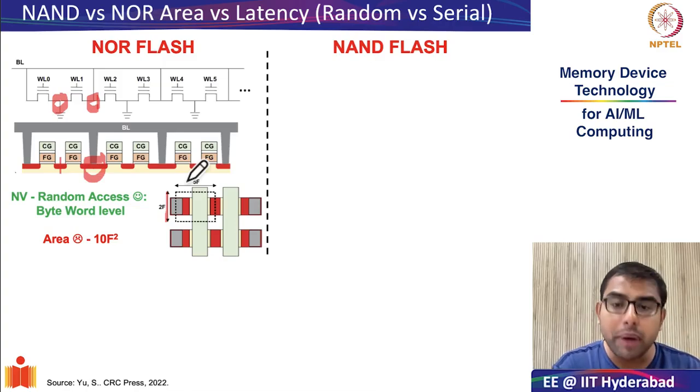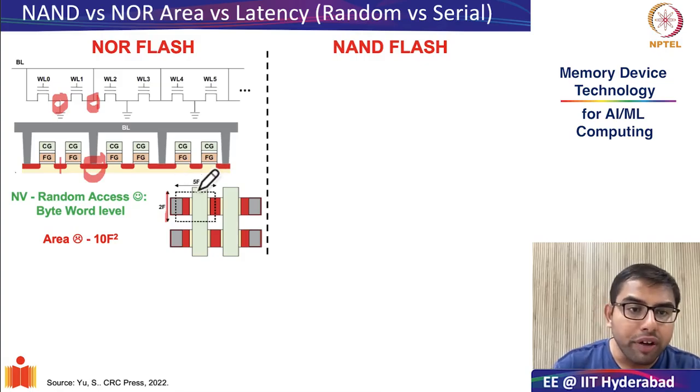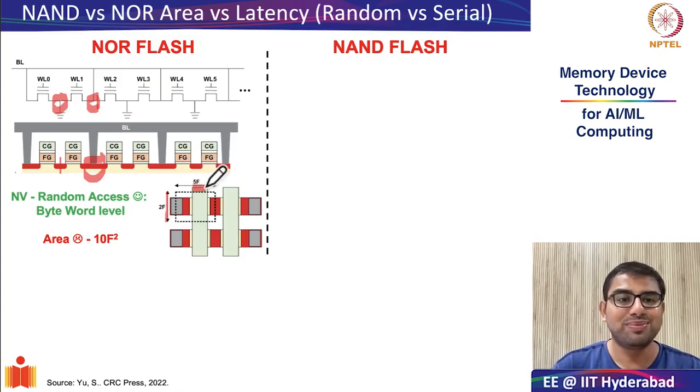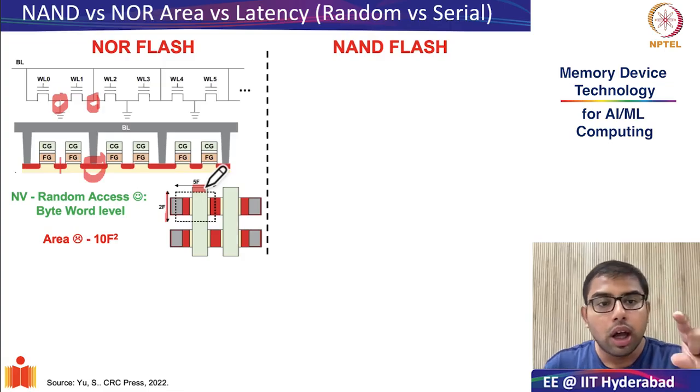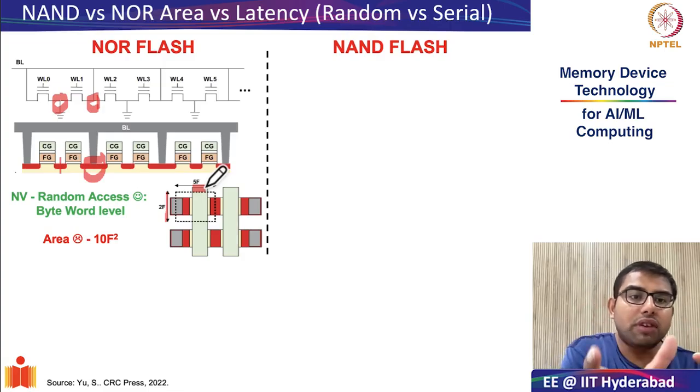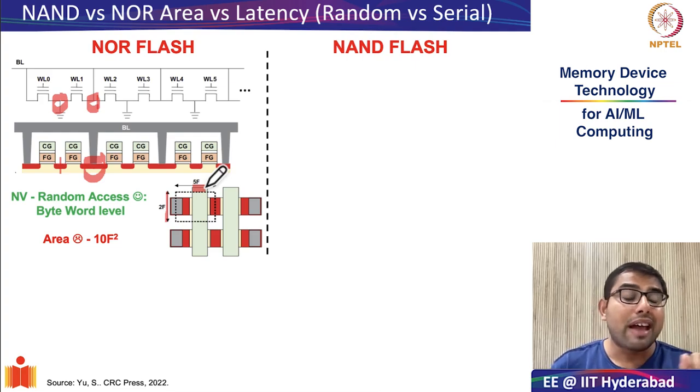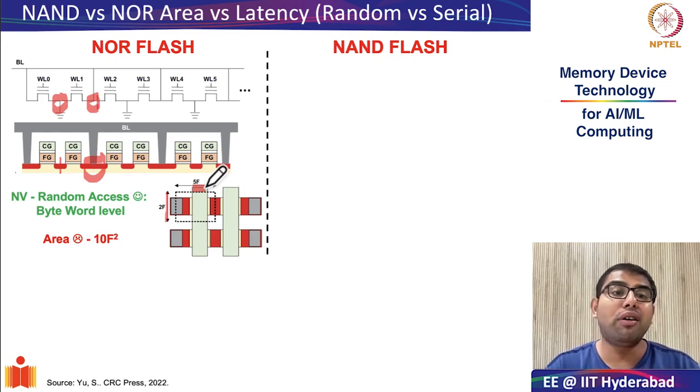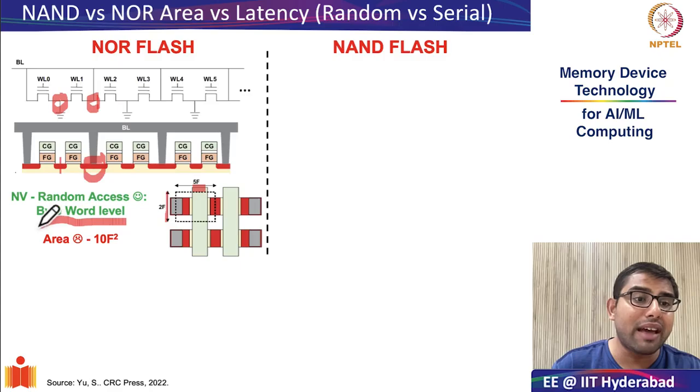Where is this 5F coming from? Half of F for each of the two contact vias, 1F for the spacer and 2F for this particular gate length. Okay, so the width of this cell is 2F and the length of the cell is 5F. Therefore, the area of this entire cell is 10F squared.